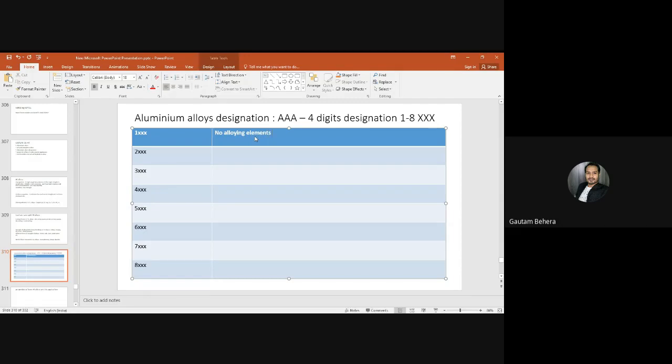There will be no alloying elements in 1000 series aluminum alloy. So what is this then? This is commercially pure aluminum. Commercial grade pure aluminum comes under 1000 series. So basically it is, you can say, 99% purity. 99% pure aluminum. Fine.